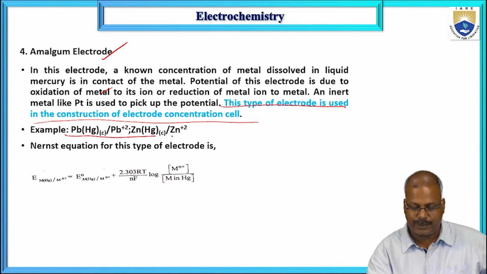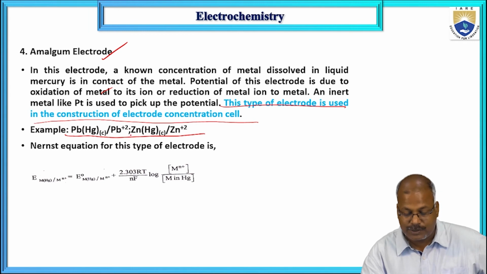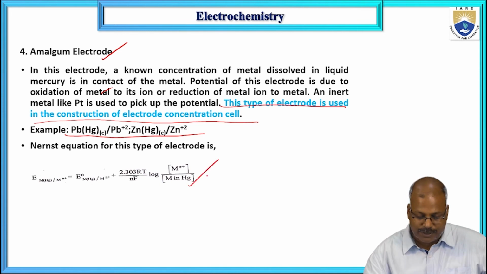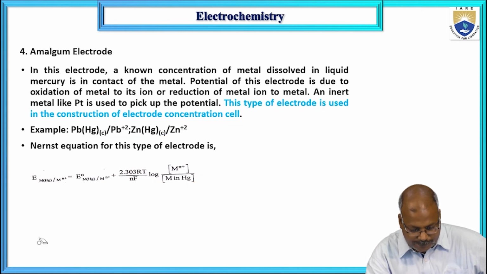Example, lead mercury concentration cell: lead amalgam in connection with lead plus 2 ions, and zinc amalgam with zinc plus 2 ions. Okay. So this is the Nernst equation for this type of amalgam electrodes.